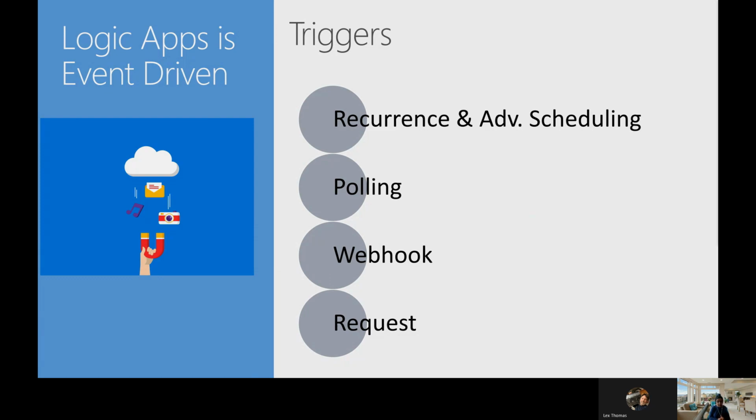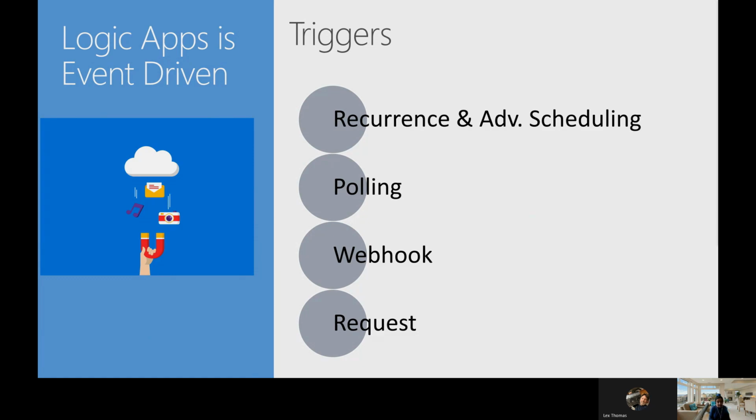So the first one is recurrence or advanced scheduling triggers. There are many triggers that Logic Apps provides that have basic scheduling capabilities, so that you can set up how regularly you want your workloads to be run. In case of complex workloads or complex scheduling, you can use the recurrence trigger as your first step of any workflow. I'll show you an example right away.